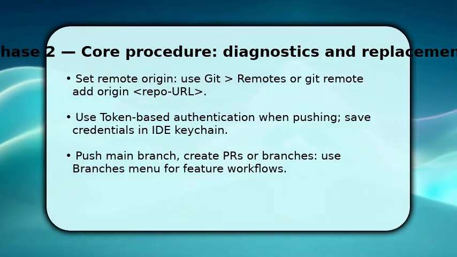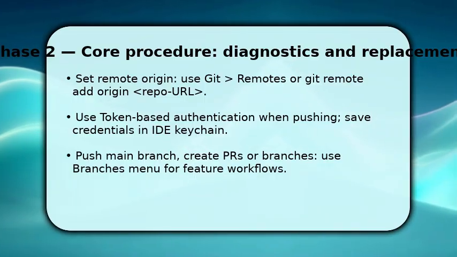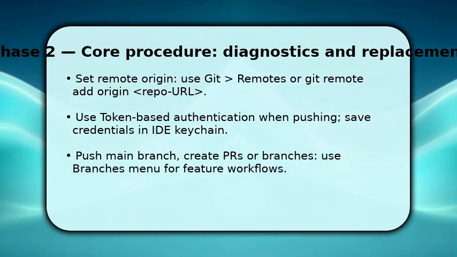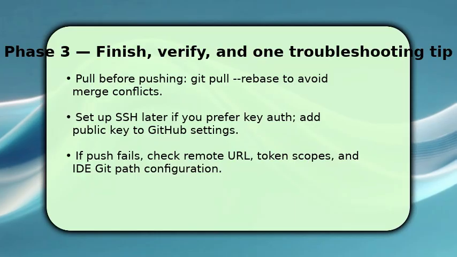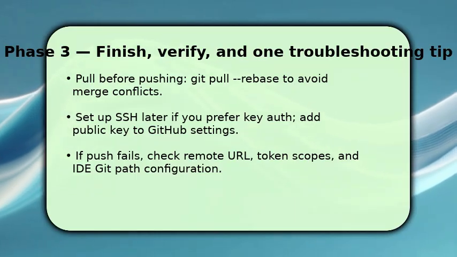Once your changes are committed locally, push the branch to origin. Make sure to set upstream so future git push commands are simpler. Finish by synchronizing frequently. Pull or pull rebase before you push so you merge remote changes cleanly.